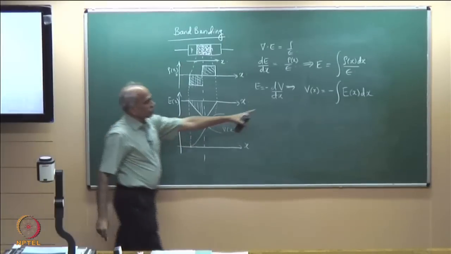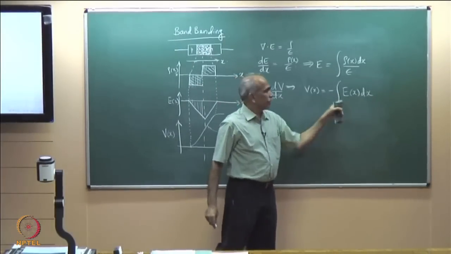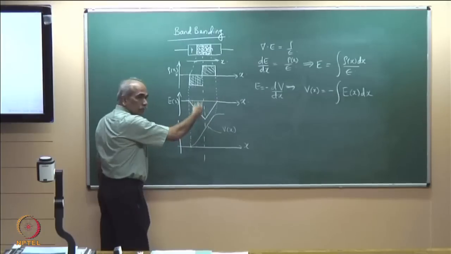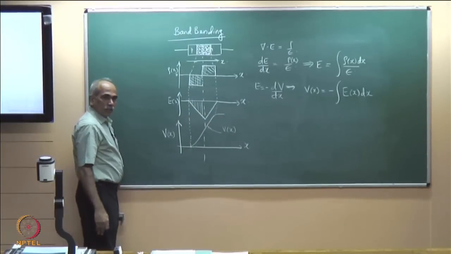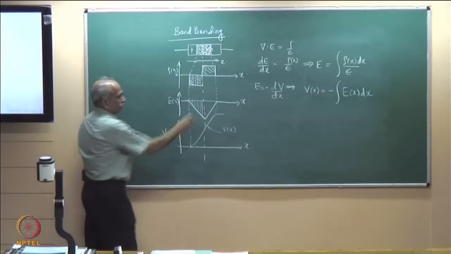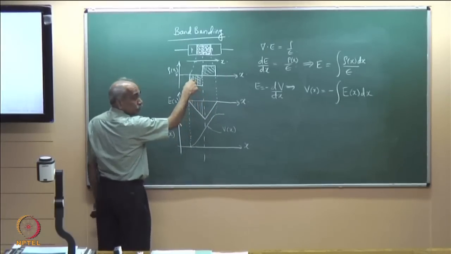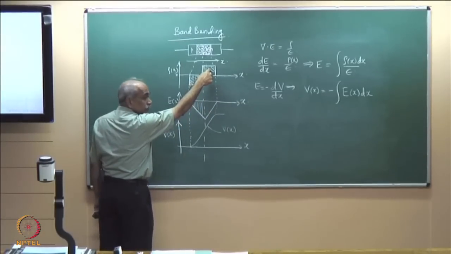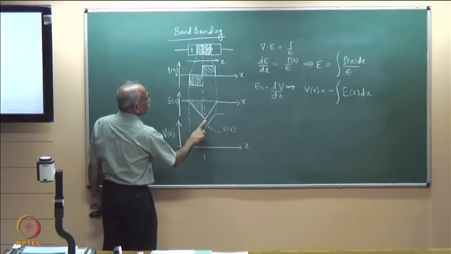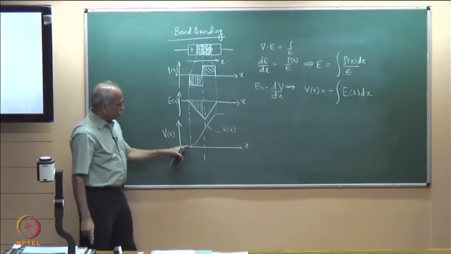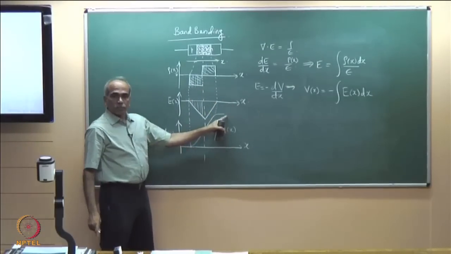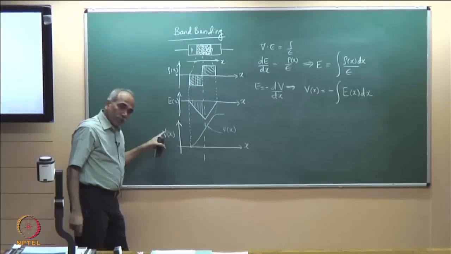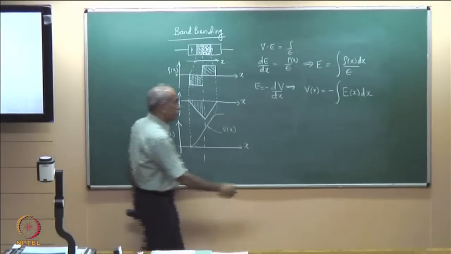V of x is simply minus E x dx, integration, summing the area, just summing the area. And area does not get subtracted. Here it was negative, here it was positive. That is why it reduced and the field went like this, but now it is continuously going up to this. This is potential.